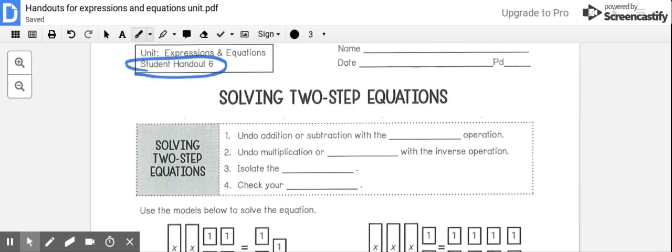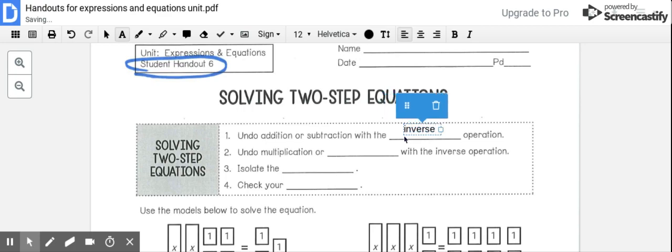Okay, we're going to go on to the next lesson with equations, which is like the next step. We did solving one-step equations, and now we're going to go to two-step equations. So it's kind of the same process. We undo addition and subtraction with the inverse operation.